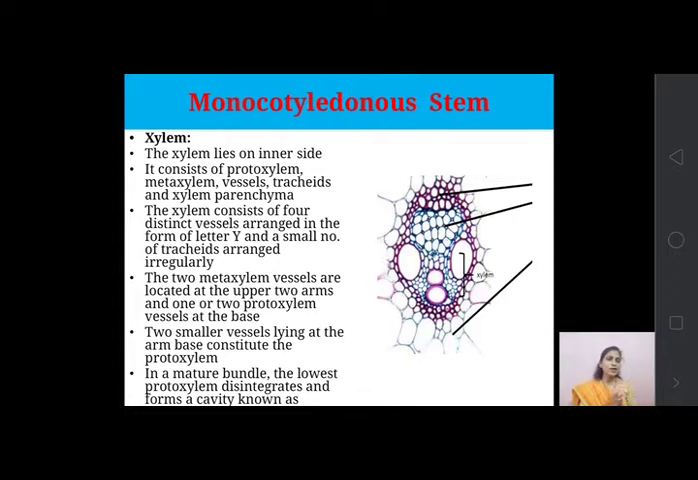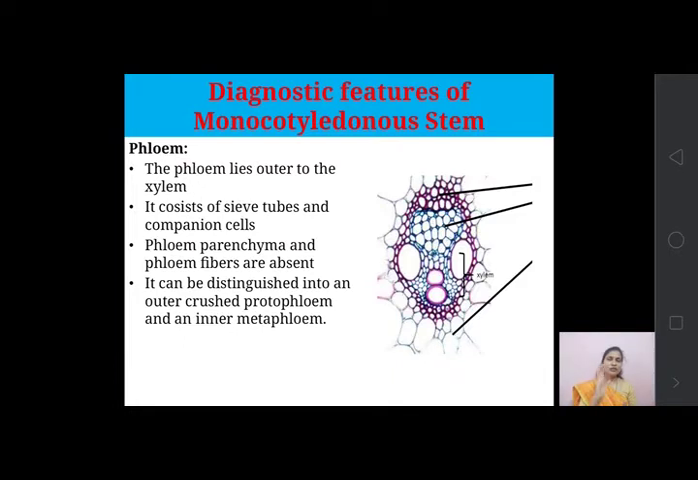In a mature bundle, the lowest protoxylem disintegrates and forms a cavity, and that cavity is known as the xylem cavity. So the second protoxylem, which is present at the lower side, disintegrates and forms a cavity, known as the xylem cavity. Okay, so let's look at the phloem now.